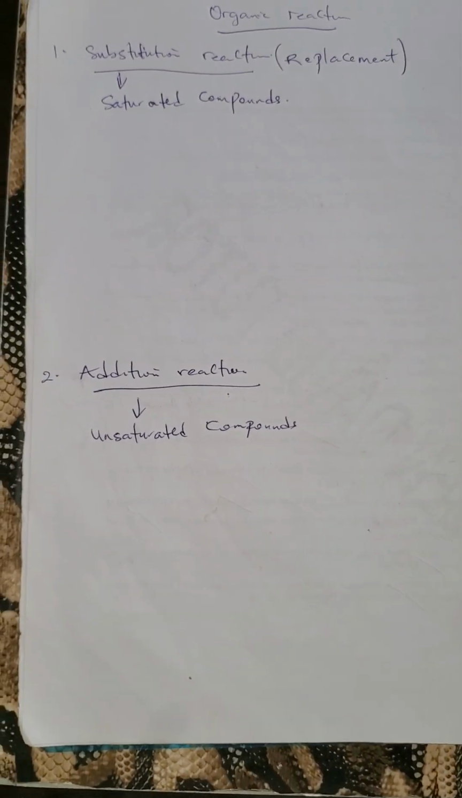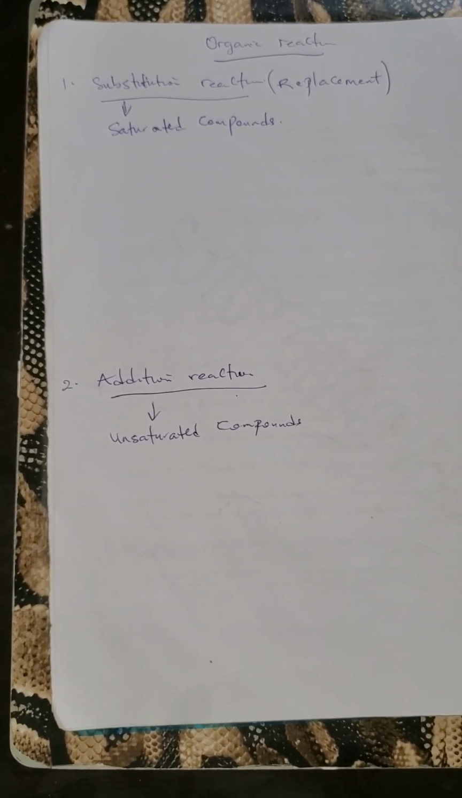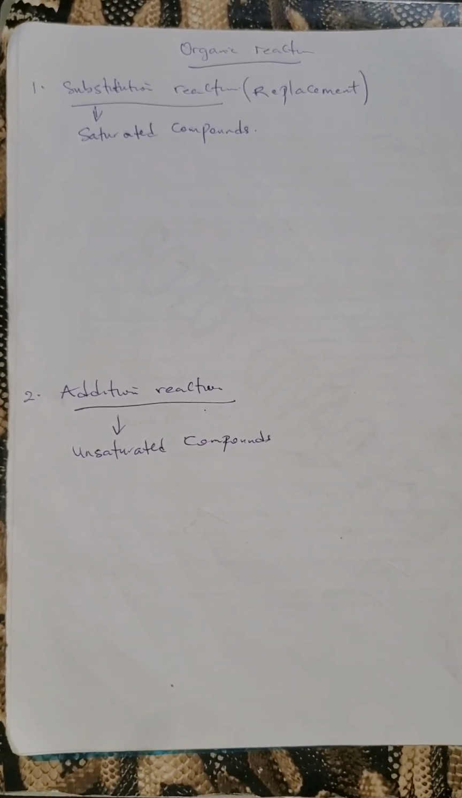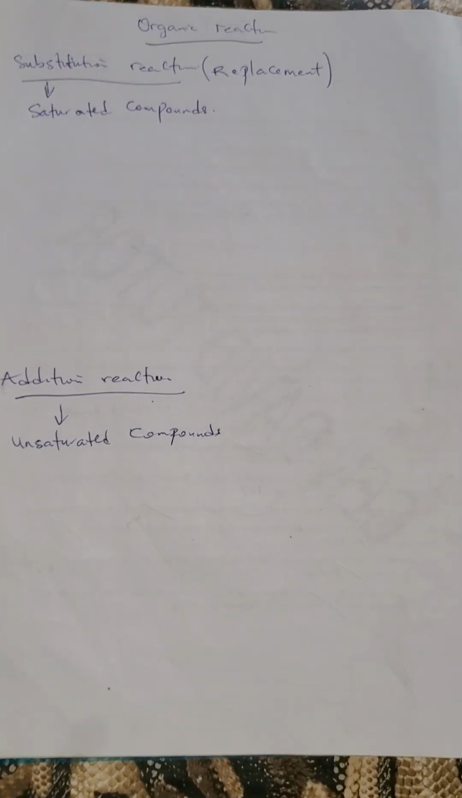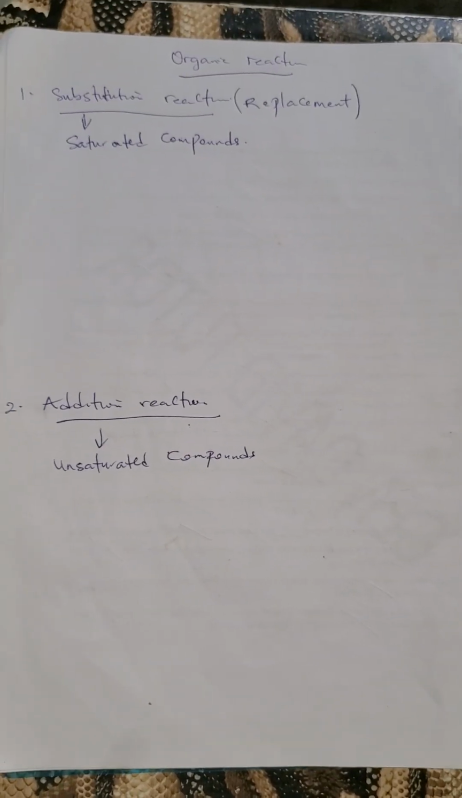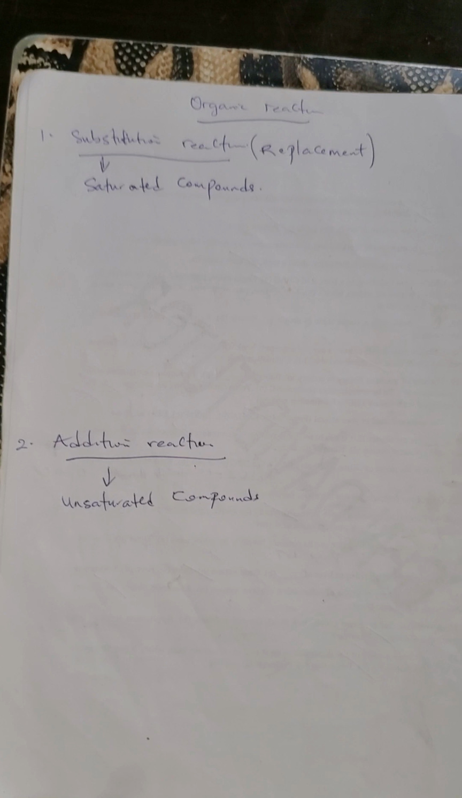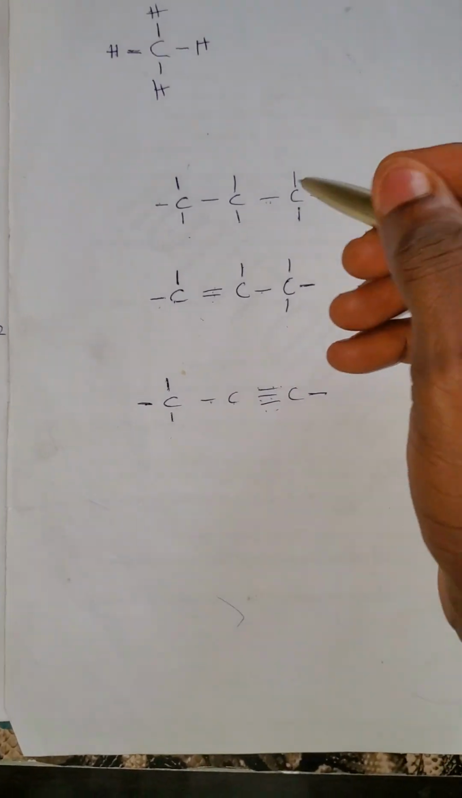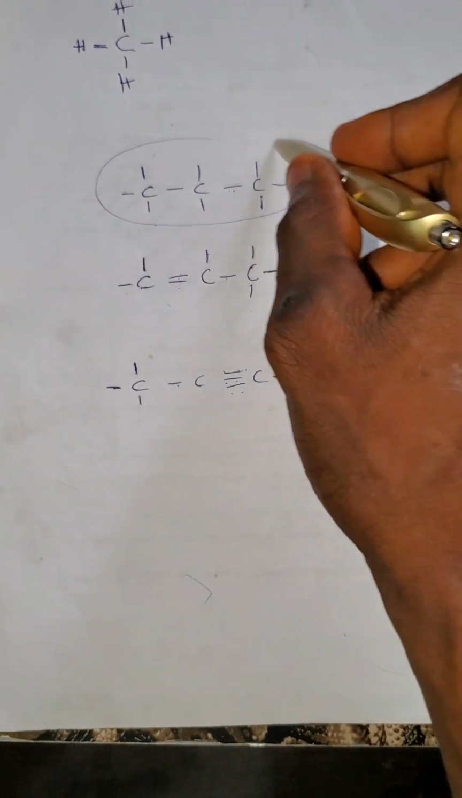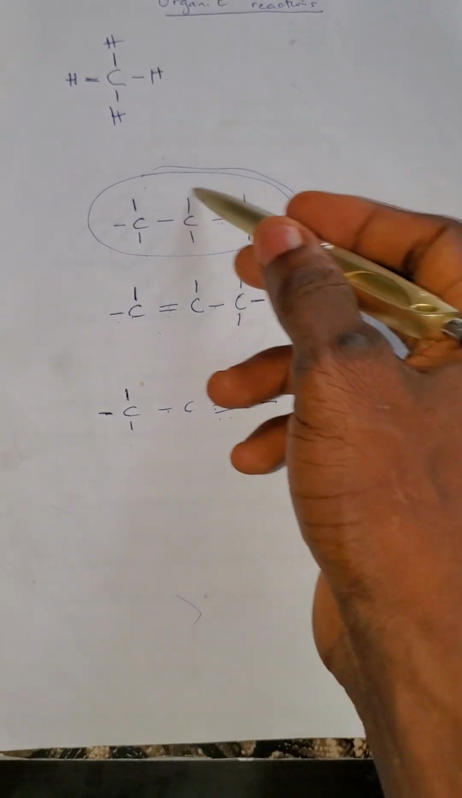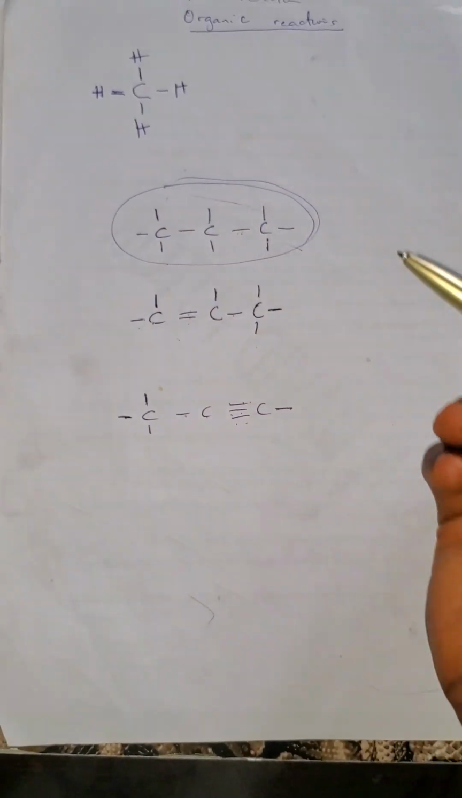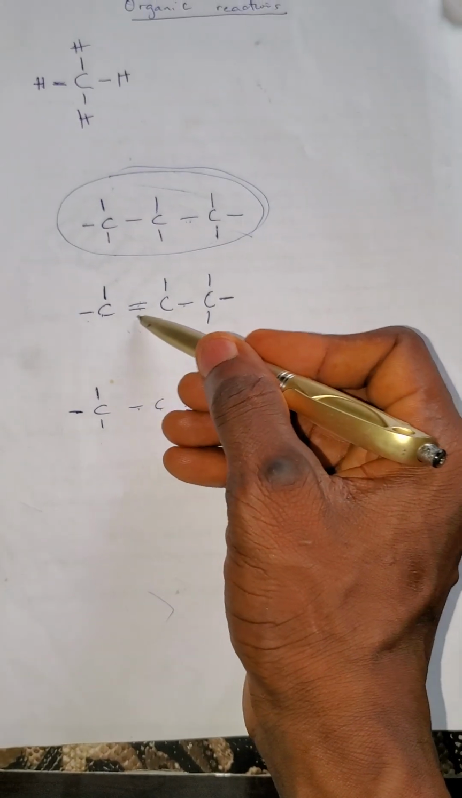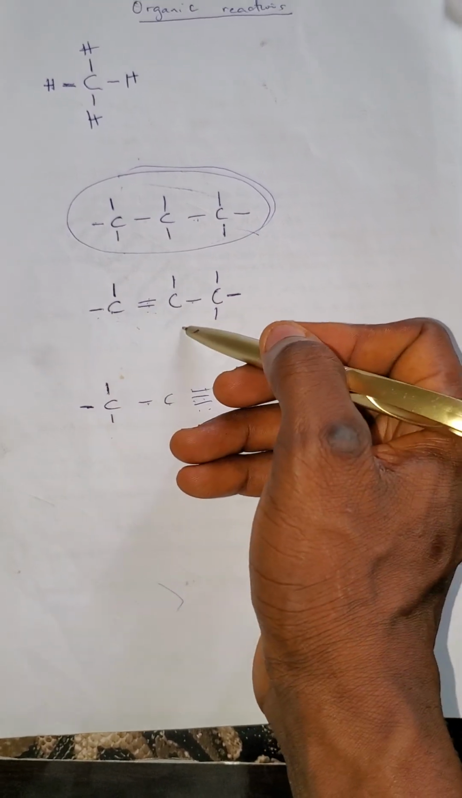Now, when you are talking about the difference between saturated and unsaturated, saturated are those compounds that are filled already. Like when I was explaining this the other time, you observe that this compound here is already saturated, it is filled. There's no space to add any additional atom to this. But this one is yet to be filled. There's still a space here, there's still a space here.